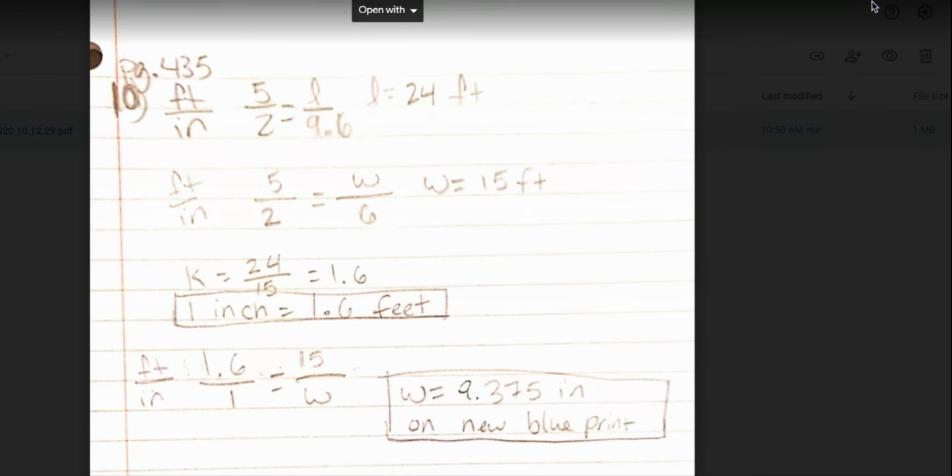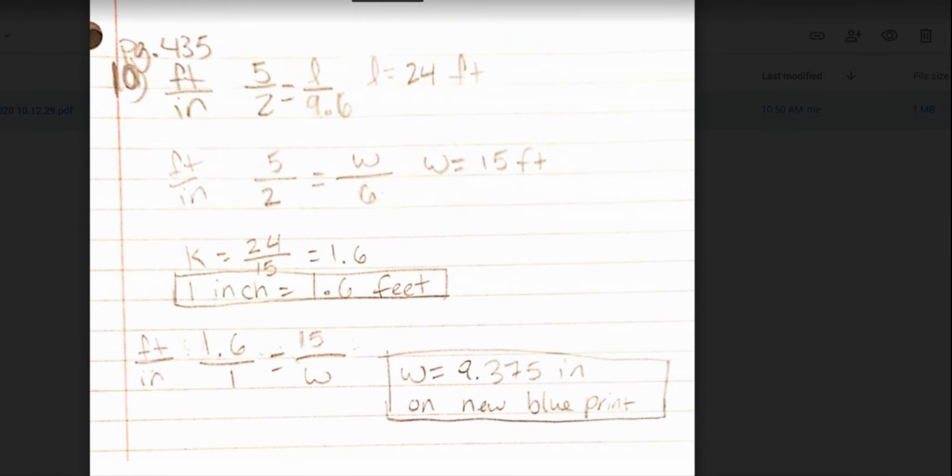The number 10 was tricky, but there are a few questions similar to this. The original blueprint for the Marino's living room has a scale of 2 inches equals 5 feet. So if you look here, that's what I did for this part and this part. 2 inches is 5 feet, and this part I found the length, this part I found the width. Let's keep going with the question.